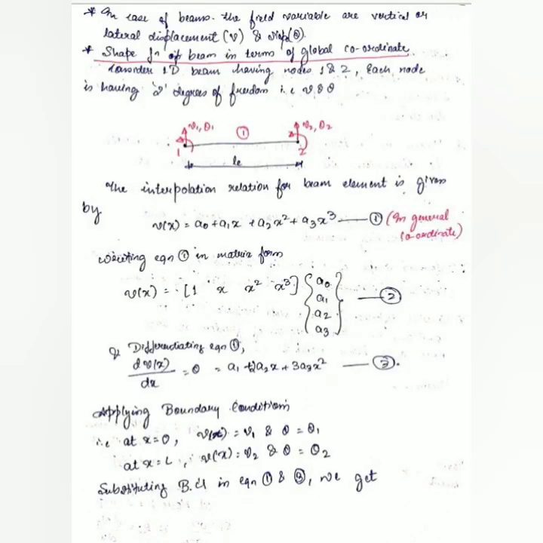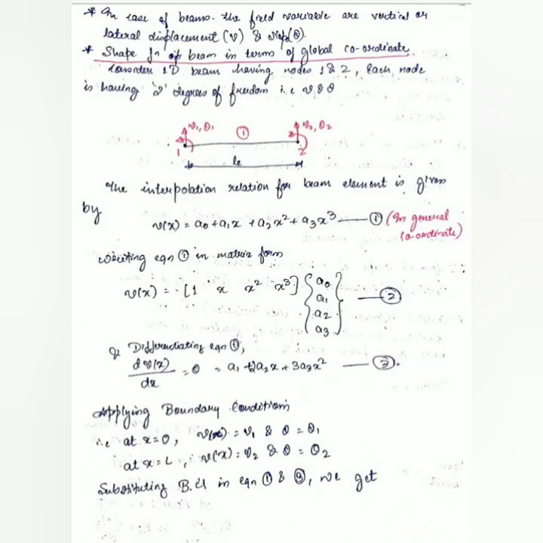Next is to find the expression, that is, the function of the beam in terms of global coordinates. This beam element has 2 nodes, node 1 and 2, and each node has 2 degrees of freedom, V1 theta 1 at node 1 and V2 theta 2 at node 2, which was already discussed on the previous page. Since there are 2 degrees of freedom at each node, you know how to write the interpolation function. From module 1 we already discussed this.